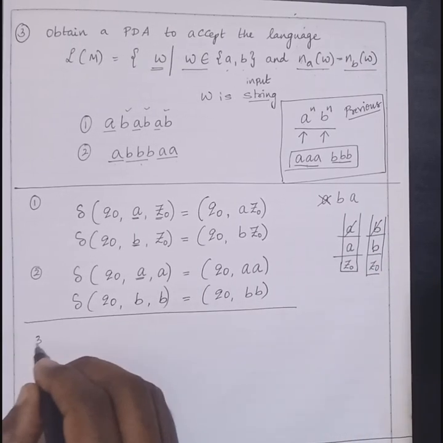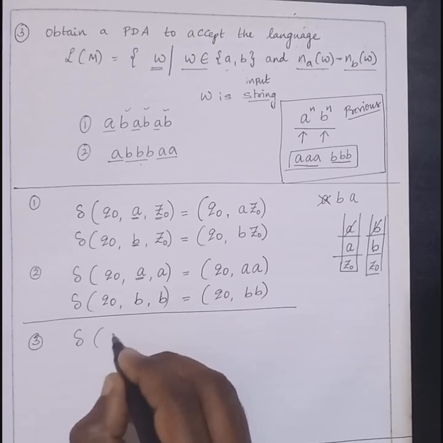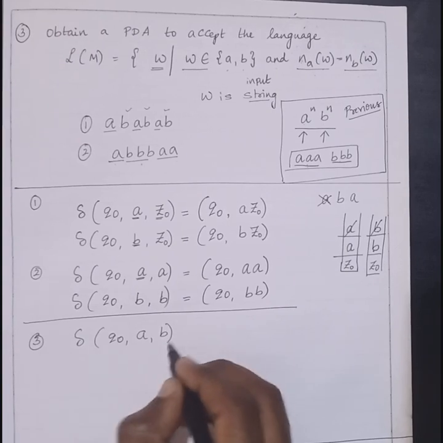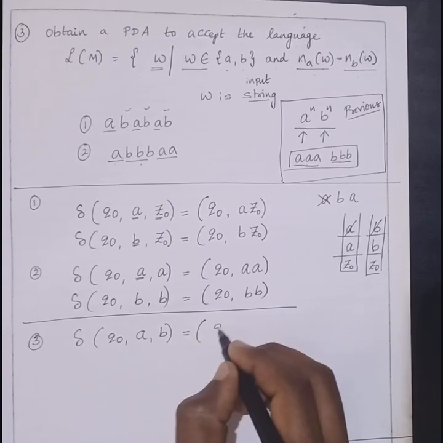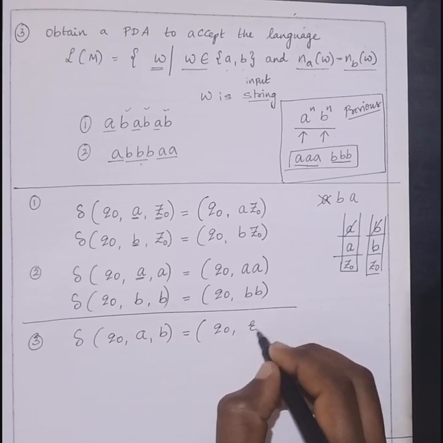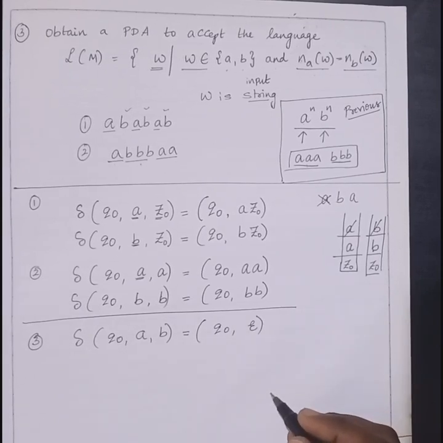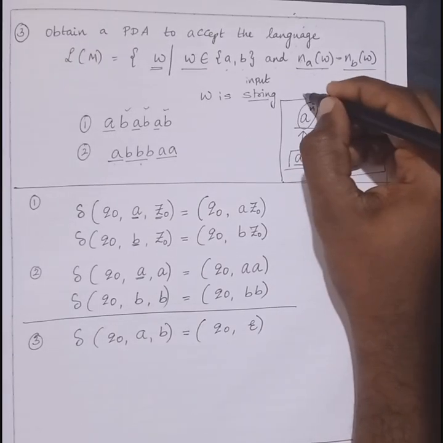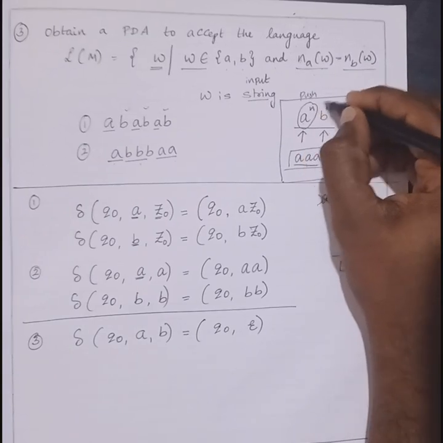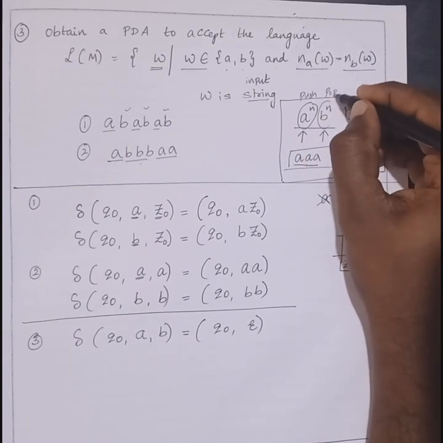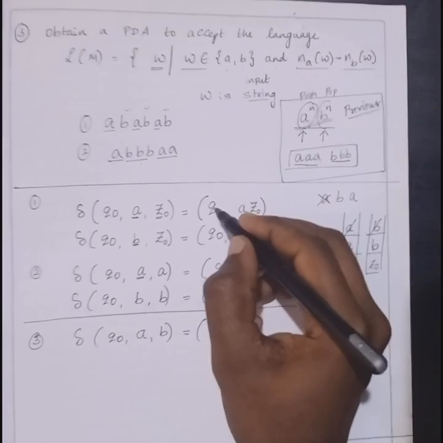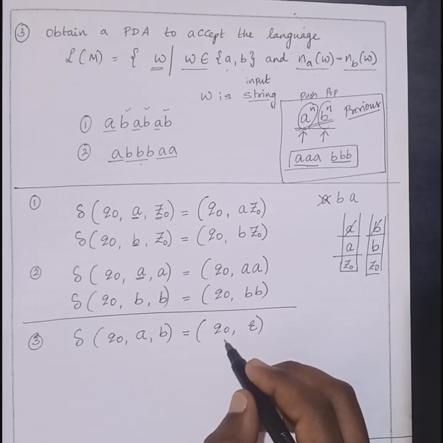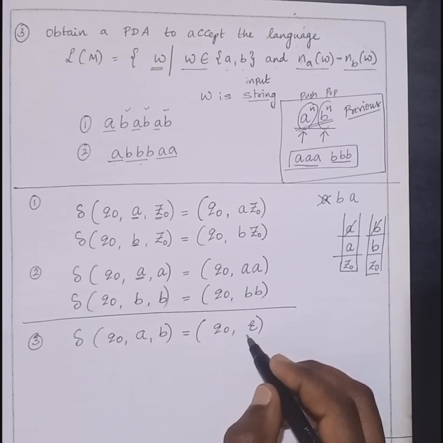Now we'll see the third case. That is q naught. We have a as an input, but we have b as the top of the stack. Then you want to do the epsilon. And one more difference between the previous sum and this one: whenever we have a to the power of n, we use the push logic, and for b to the power of n, we use the pop logic. But in this case we can't do that. So all the transitions will stay in the same state until the stack becomes empty and goes into a final state.